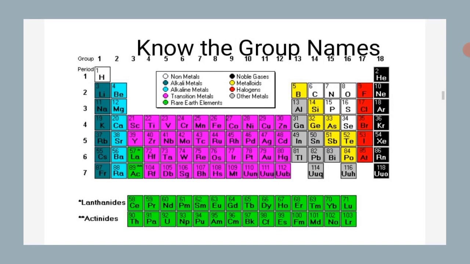In modern periodic tables, the metals and non-metals, alkali metals, transition metals, rare earth metals, noble gases, metalloids, halogens, and other metals are arranged in different groups and periods that are shown in different colors in the periodic table, as we have seen in this periodic table.